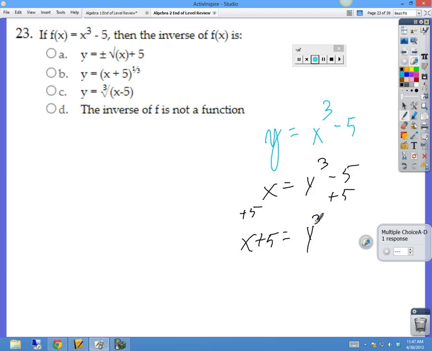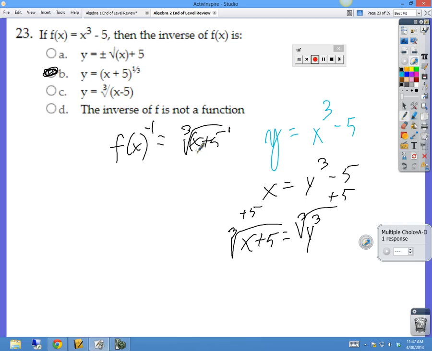How do you undo a cube? You've got to do the cube root. So you got to cube root this. So your answer should be the inverse is the cube root of x plus 5. But if you go through A, B, C, D, it's not up there. But yeah, why are you drawn to B? Because 1/3 is the same thing as a cube root. You can go x plus 5 to the 1/3, and that's the same thing as a cube root.